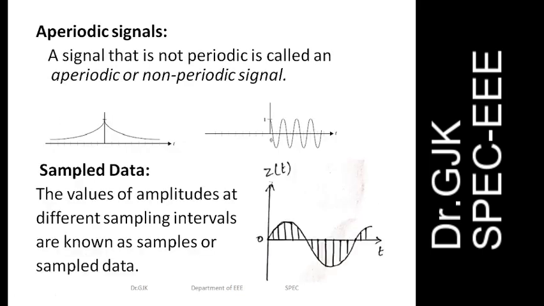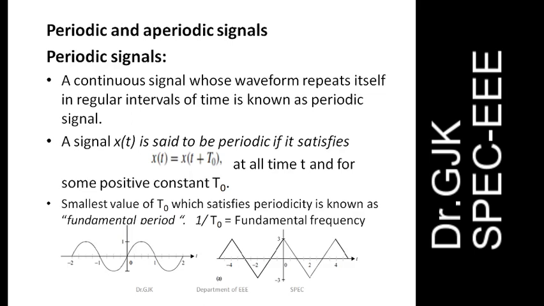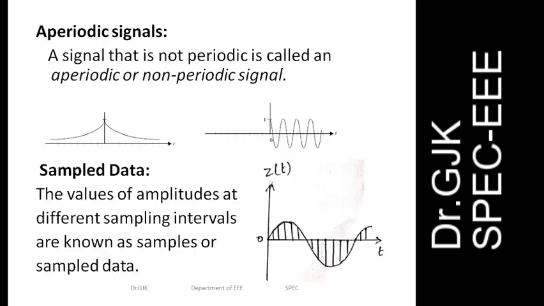Then coming to the aperiodic signal, the signal which is not periodic is called an aperiodic or non-periodic signal. So it is the reverse of the periodic signal. It will not repeat at equal intervals of time. On both the negative side and the positive side, it will not repeat. Such a signal is known as an aperiodic signal, and it will not satisfy x of t is equal to x of t plus T naught. It will not satisfy it.